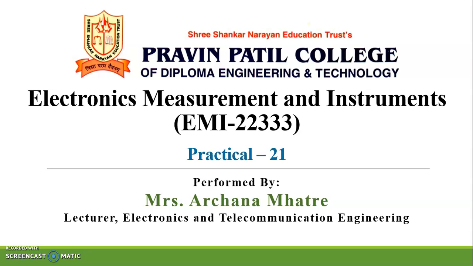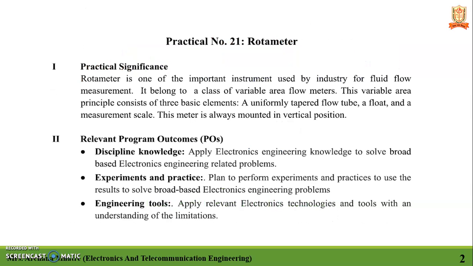In this video, we are going to study practical number 21 of the subject Electronic Measurement and Instrumentation. The aim of the practical is the rotameter. Practical significance: the rotameter is one of the important instruments used by industry for fluid flow measurement. It belongs to a class of variable area flow meters. This variable area principle consists of three basic elements: a uniformly tapered tube, a float, and a measurement scale. This meter is always mounted in a vertical position.